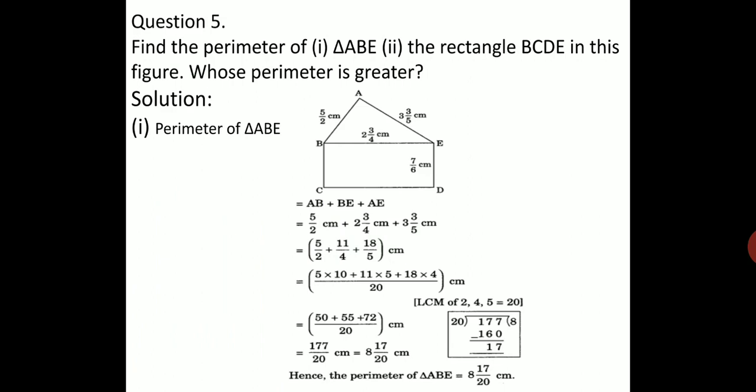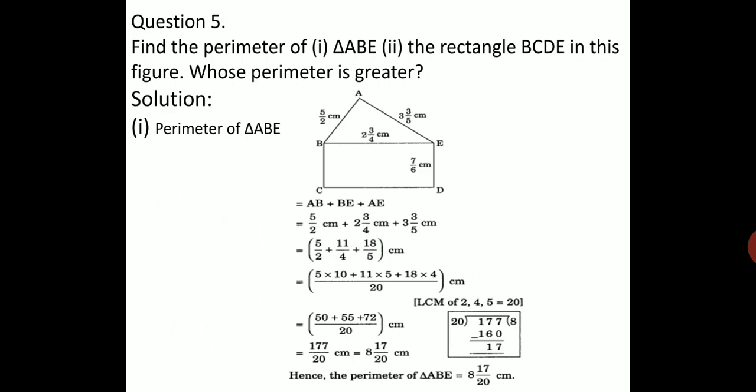Now with the 5, I want 20. So what number should be multiplied? 4. So with the 18 also I have to multiply with the 4. The answer becomes, now we will do the addition. 5 into 10, what is the answer? 50. 11 into 5 is 55. 18 into 4 is 72.